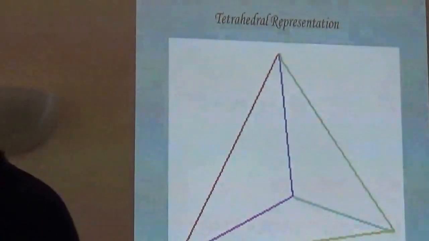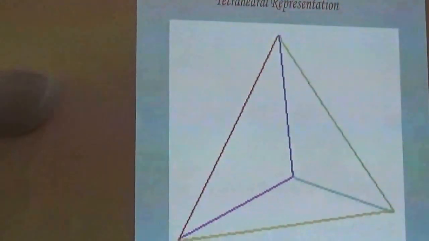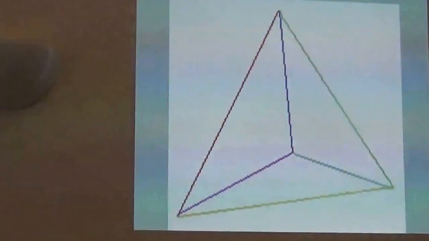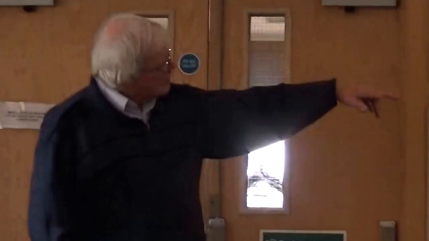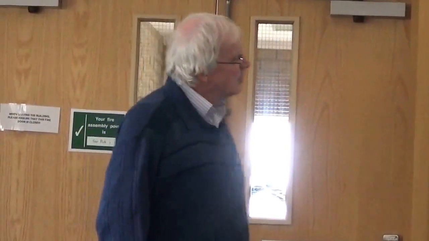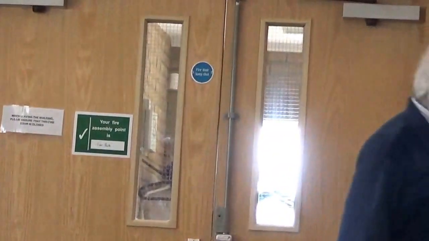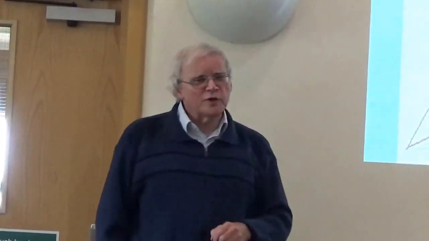Then we can have a tetrahedral representation. We can do either faces, or we can do the edges of the properties. And the faces, all the vertices, are the members of the group or the dual group. So if you get three things going into a vertex, you know that it's one of the group.